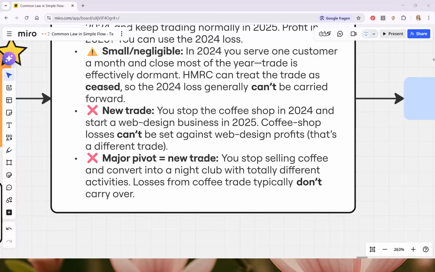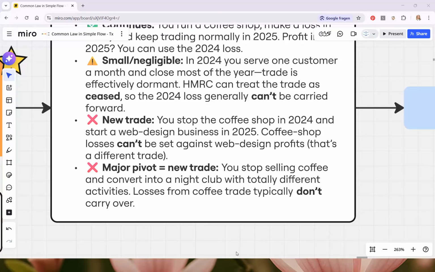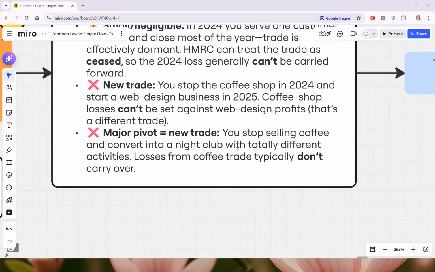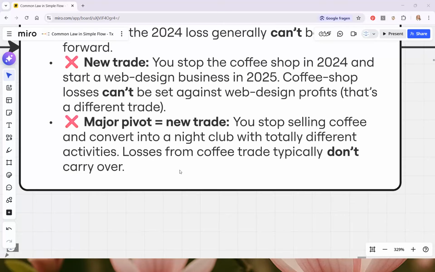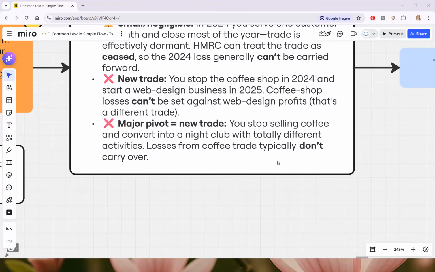New trade: you stop the coffee shop in 2024 and start a web design business in 2025. Coffee shop losses can't be set against web design profits. That's a different trade. And the last one, a major pivot, new trade. You stop selling coffee and convert into a nightclub with totally different activities. Losses from the coffee trade typically don't carry over.